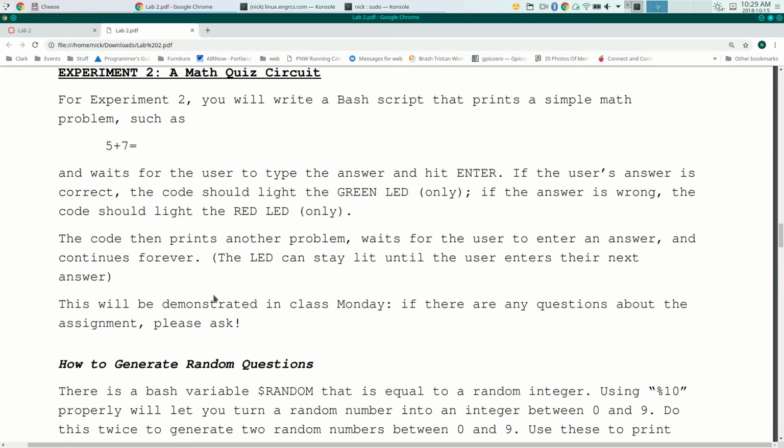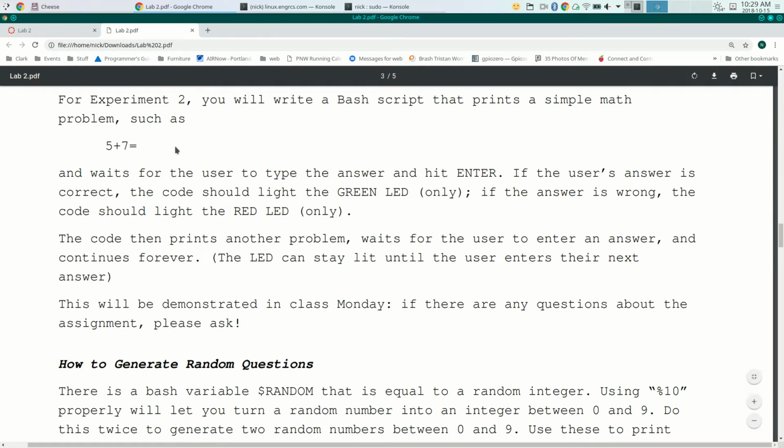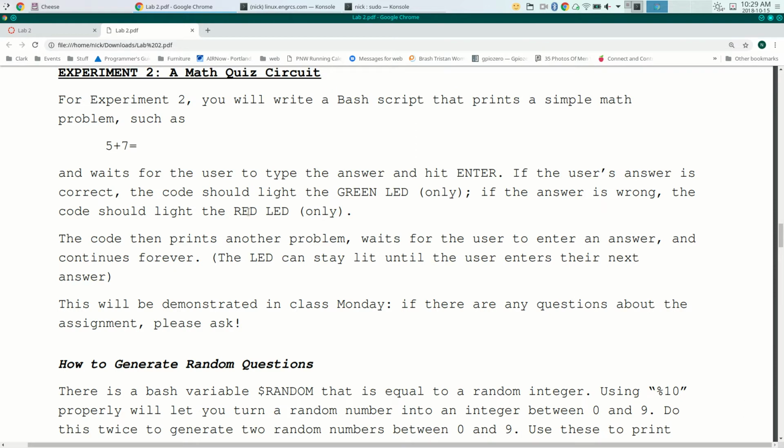And then the actual math quiz circuit. So write a bash script, print simple math problems, wait for the user to type an answer and hit enter. If it's correct, you get the green. If it's incorrect, you get the red. And the LED stays lit until they put in the answer to the next question, right? So you don't have to like turn it off or anything.